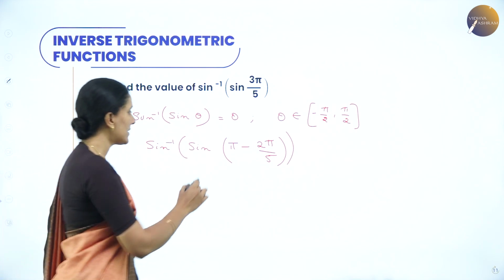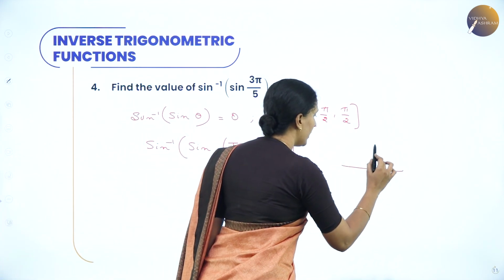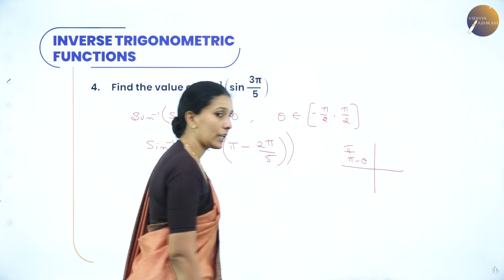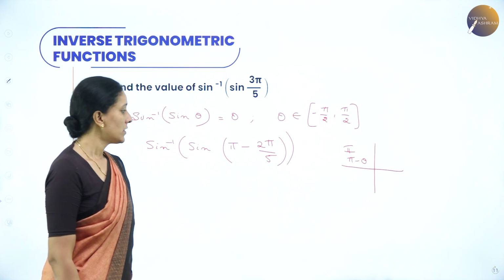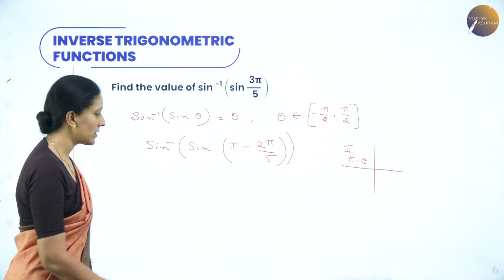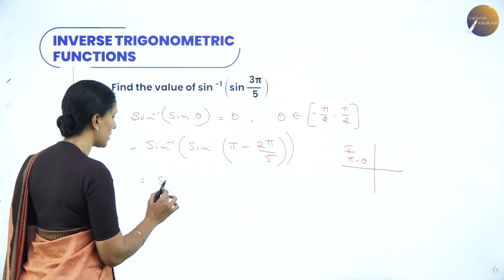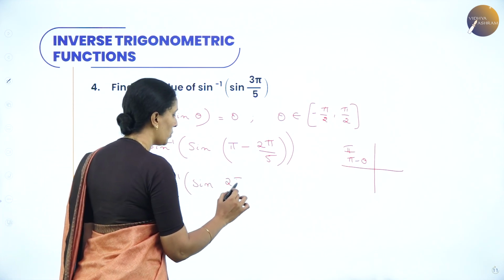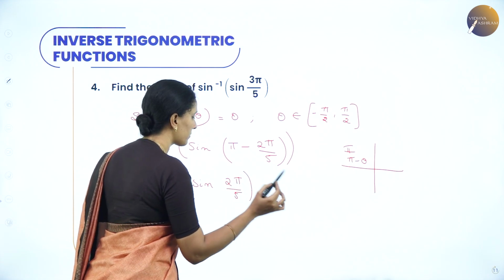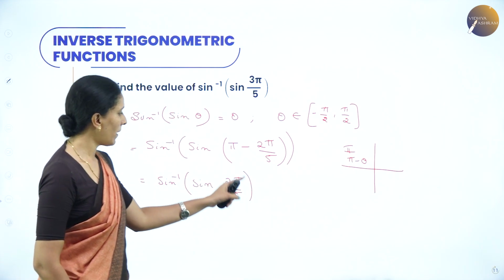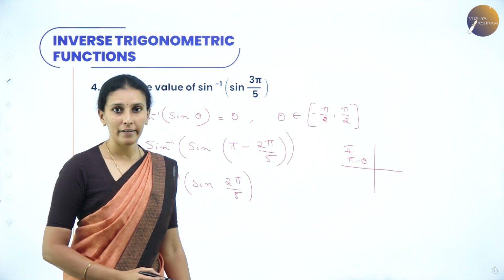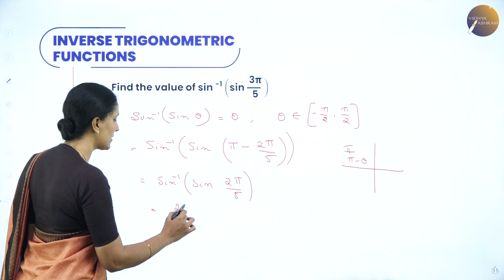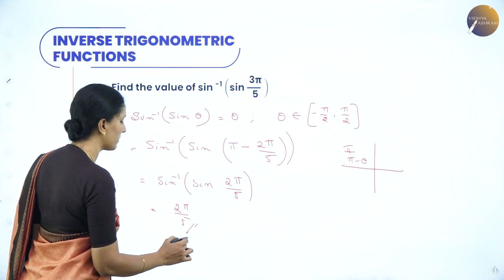Also, we know that sine pi minus theta comes in the second quadrant, because angles in the second quadrant are written in the form of pi minus theta. In the second quadrant, sine is positive. So, therefore, this can be written as sine inverse of sine 2 pi by 5. Now, clearly, 2 pi by 5 lies in the range minus 90 to plus 90. So, therefore, I can write the value as 2 pi by 5.